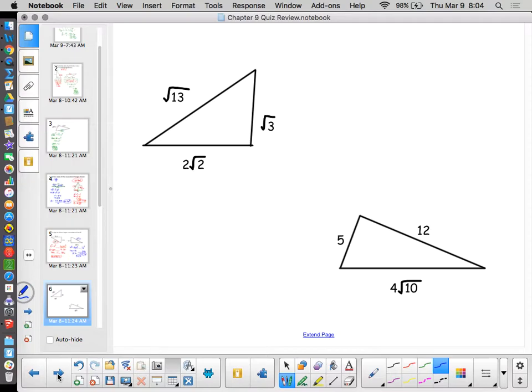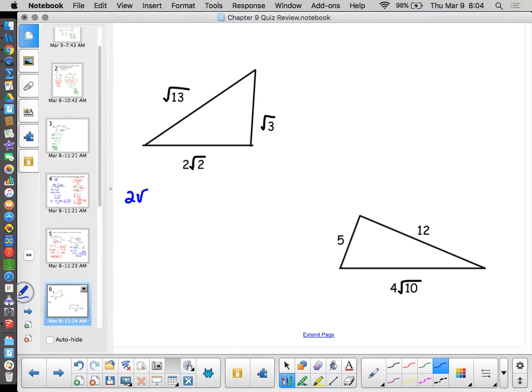Again, a couple more. A root 13, 2 root 2, and 2 root 3. Again, I'm going to approximate them just to make sure. Square root of 13 is about just a little less than 4. Root 3 is 1.7. 2 root 2 is about 2.8. So, yeah, that's the longest side.